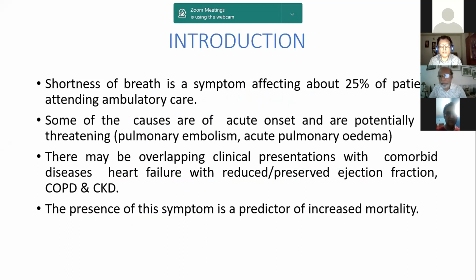Shortness of breath, as we all know, affects about 25% of patients attending ambulatory care, that is, the outpatient departments. It is an unselected patient population. Some cases of shortness of breath are of potentially life-threatening consequence, like pulmonary embolism and pulmonary edema. It has some relation with comorbid conditions like COPD and chronic kidney disease, and may be suggestive of diseases like heart failure with reduced and preserved ejection fraction. And this symptom, if it is related to organic disease, is a predictor of increased mortality.